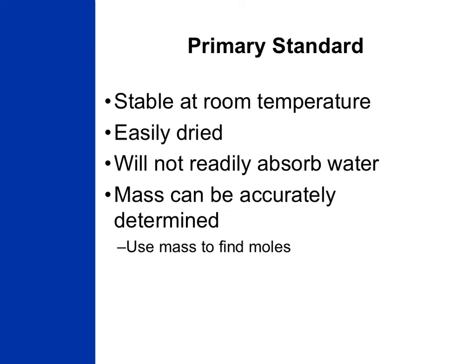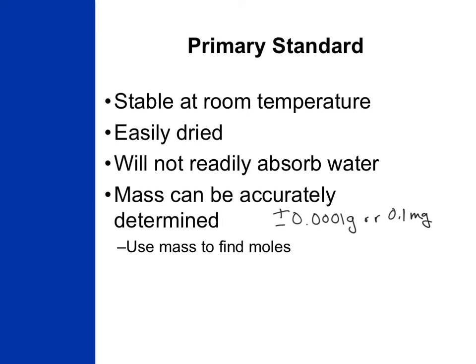In most cases with our lab, we're going to use a primary standard to accurately determine the concentration of our known concentration solution. This is a substance that is stable at room temperature, is easily dried, will not readily absorb water, and its mass can be accurately determined. When determining the mass, we consider accurate to be plus or minus 0.0001 grams or 0.1 milligrams.